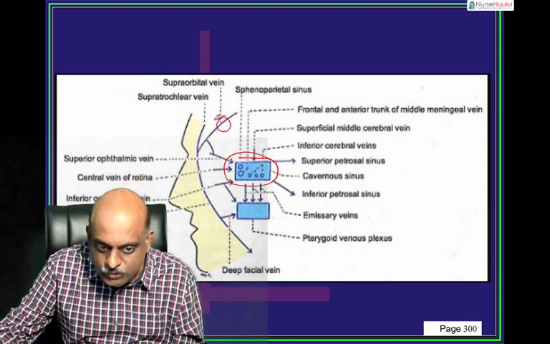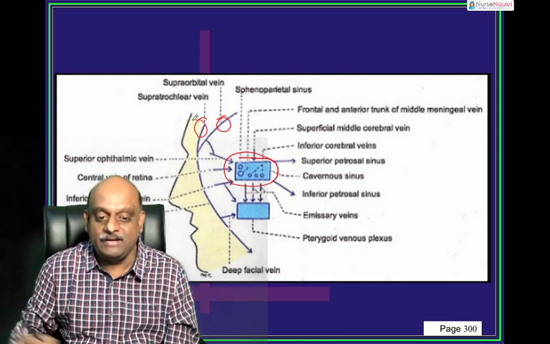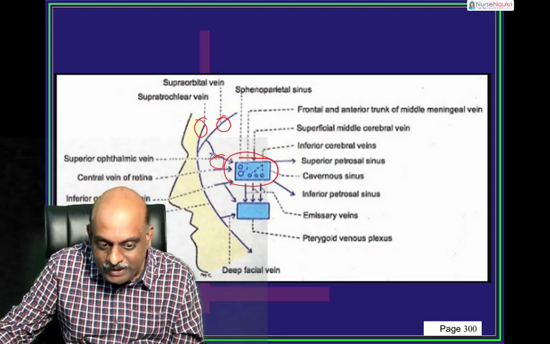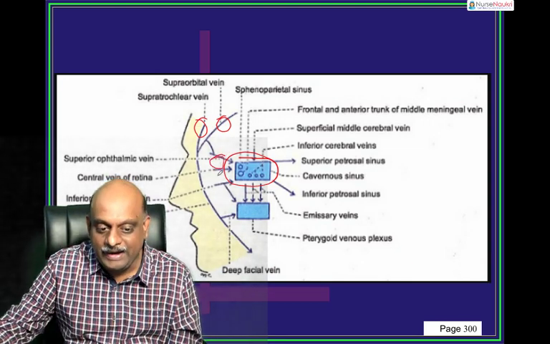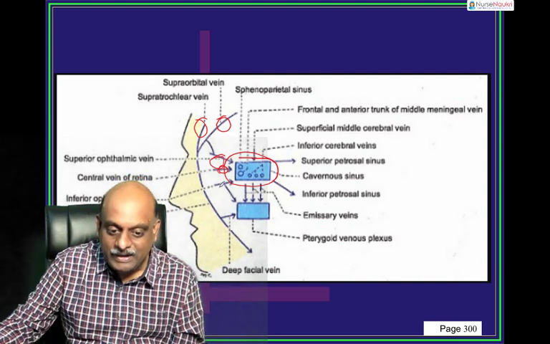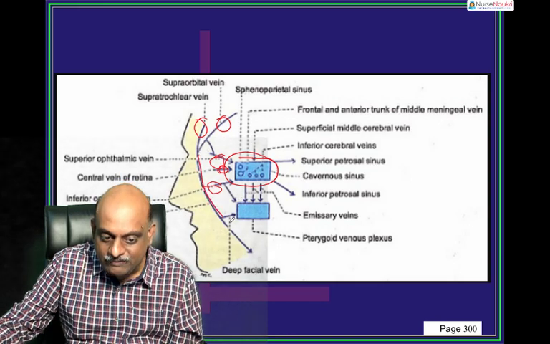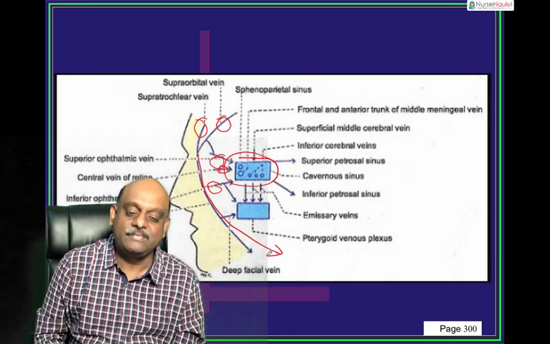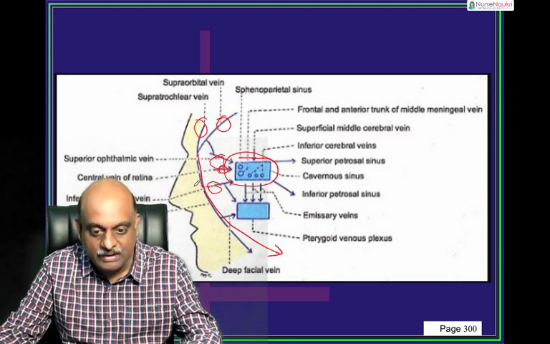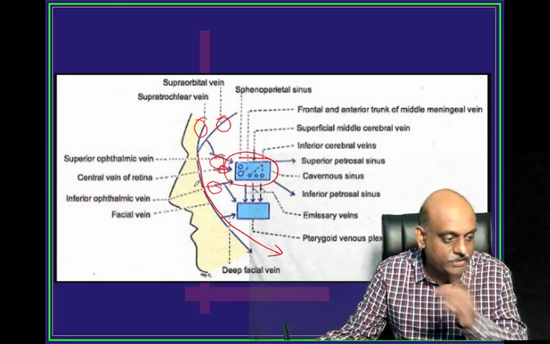So there is a supraorbital vein, then you have a supratrochlear vein. So there is a superior ophthalmic vein, and there is a central vein of the retina, inferior ophthalmic vein, and you have this facial vein. This is the facial vein, right? Facial vein. I will try to take myself to this place.